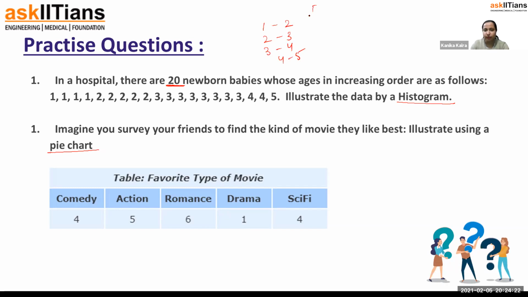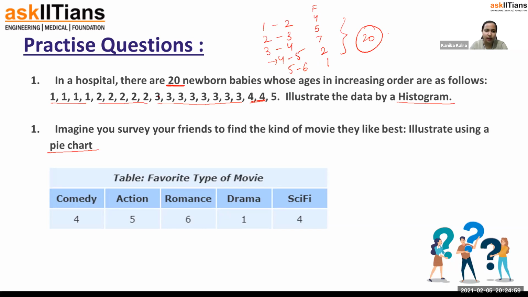So frequency would be 1 to 2, how many ones are there? 4. 2 to 3, how many frequencies are there? It would be 5. Then 3s are 1, 2, 3, 4, 5, 6, 7. And then how many 4s are there? It would be 2. You have to take 5 to 6 as well, because 5 cannot be included in this. So it would be 1. All right. So when you add it, you get a total of 20.